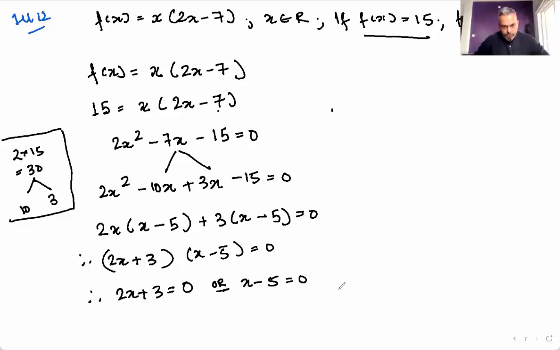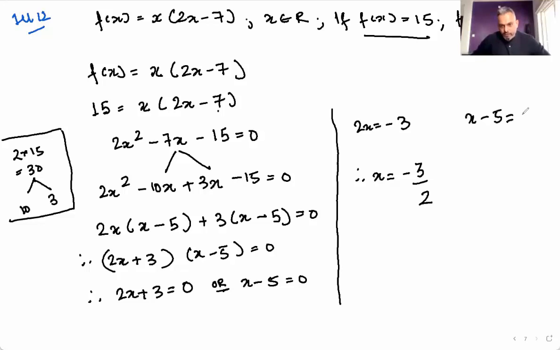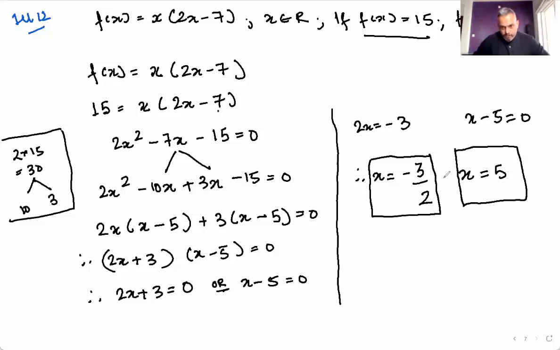We carry it forward over here. So 2x is equal to minus 3. Therefore x is equal to minus 3 by 2. x minus 5 is equal to 0, so x is equal to 5. So either x is equal to minus 3 by 2 or x is equal to 5. Answer.